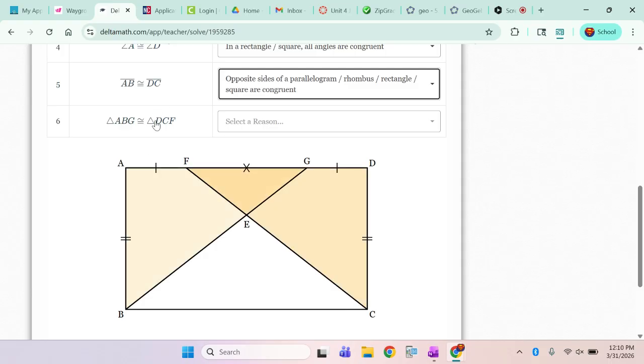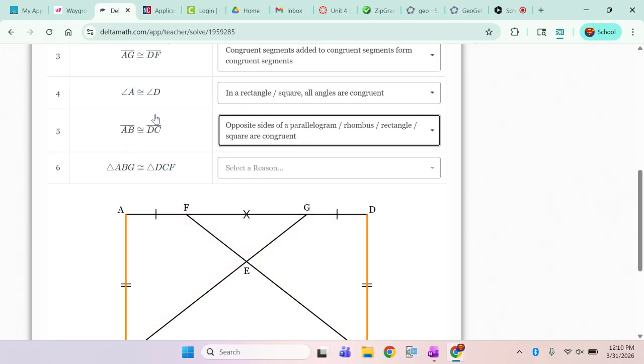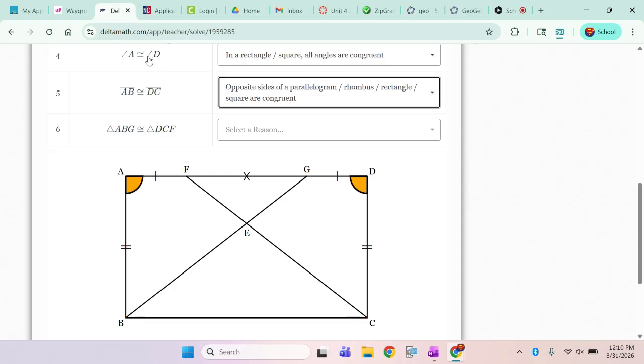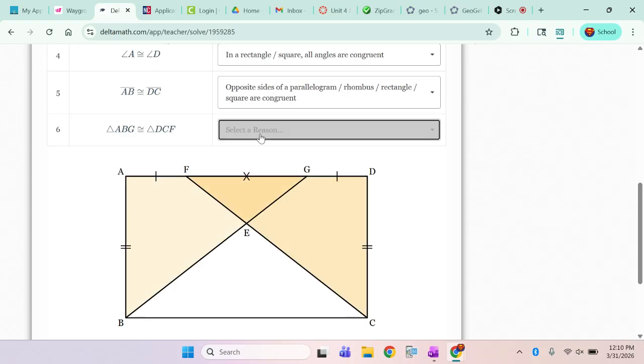So now they're saying that these two triangles are congruent. So what postulate tells us that? Look at everything that we've marked so far. So I'll leave that on there. So why are those two triangles congruent? Zoe, what makes these two triangles congruent? What postulate? Side angle side. Good.